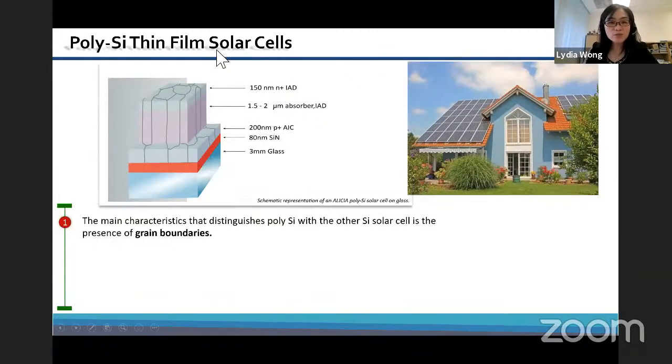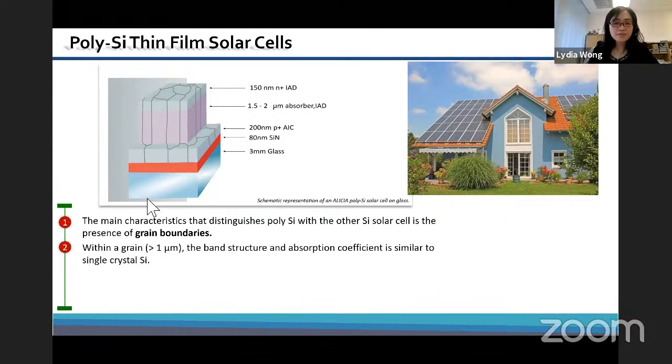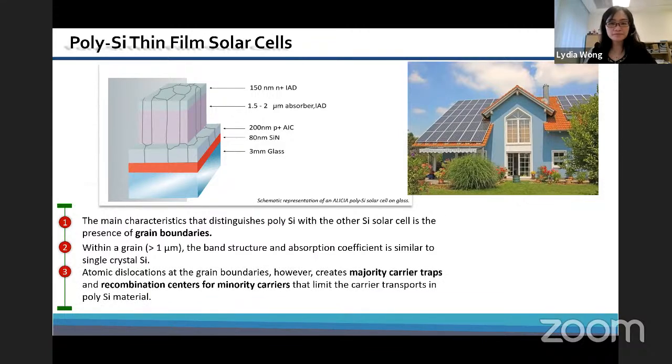The next one is polysilicon thin film solar cell. This is also another type of silicon. It has a better absorption coefficient, so you can also make it into a thin film. And polycrystalline has a lot of grain boundaries compared to crystalline silicon. But within the grain, the band structure and absorption coefficient are similar to single crystal silicon.